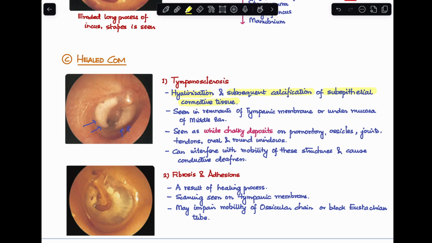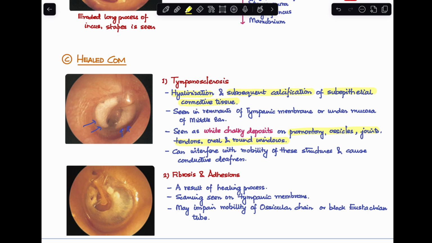This is seen on remnants of the tympanic membrane or under the mucosa of the middle ear. And the common sites include the promontory, ossicles, joints, tendons, oval and round window. This can interfere with the mobility of these structures and cause conductive deafness. So that is one of the pathological changes you see.